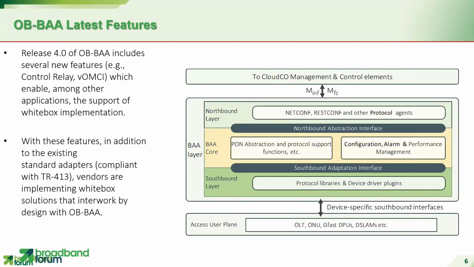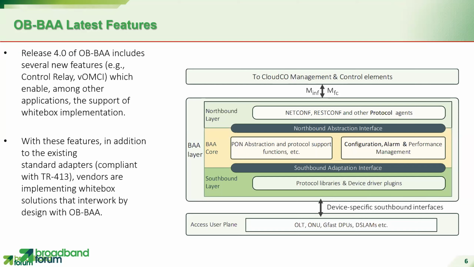Protocol chart. We have the BAA layer in the middle. The lower layer represents access node, and the top layer is connected to the Cloud CO management and control elements. And so the BAA adaptation layer in the middle allows an existing access node to be connected to a Cloud CO infrastructure. And the disaggregated OLT solution, which is built on the Cloud CO principles, can connect to the Cloud CO over a simplified BAA layer.